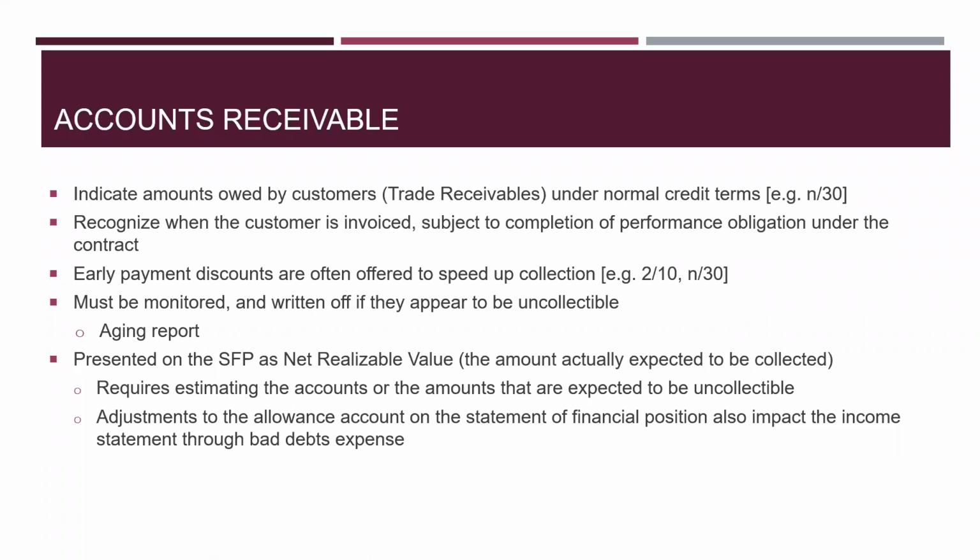So we must monitor and write off if they appear to be uncollectible. If there is any accounts receivable which seems to be uncollectible because a customer has filed for bankruptcy or for any other reason, then we have to make sure to adjust your receivable accordingly. Generally for doing that, we look at aging report analysis. When you're looking at your statement of financial position, your accounts receivable has to be indicated at net realizable value. So that is your accounts receivable minus any uncollectible amount that we are estimating.